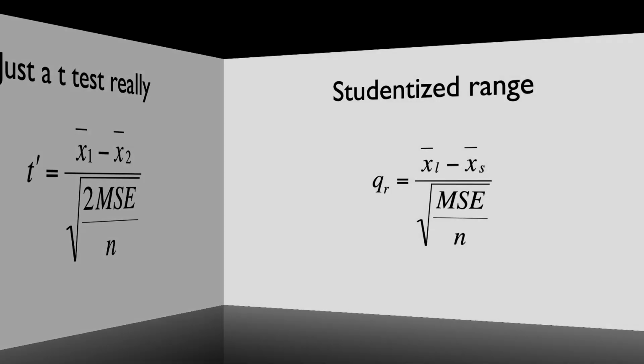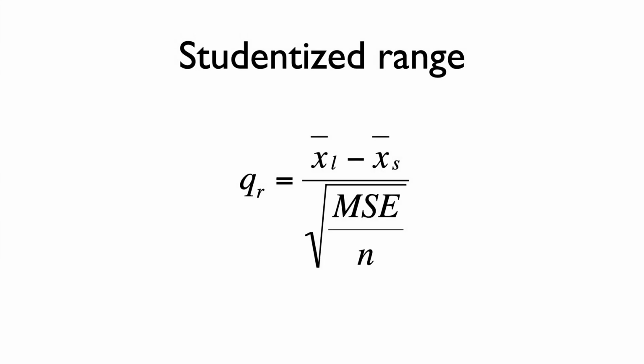That's one approach. We could do something else. We could do something called a studentized range. It's similar. As you can see, instead of 2 times the mean squared error over n, it just uses mean squared error over n, and it says largest minus smallest mean. Then it gives you a value, q, which tells you how big a difference you have to find for a significant difference. As you can see, it's very similar to the one before.